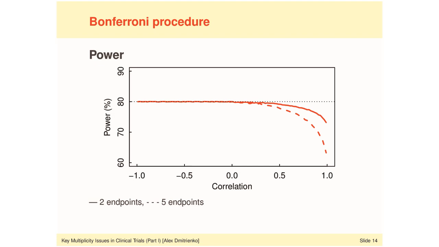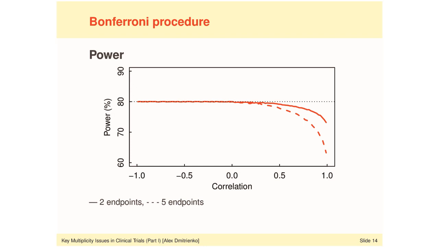What is the price that we have to pay for this overcorrection? The price that we have to pay for using a conservative procedure like the Biopharmaceutical? Well, this price is power loss in our clinical trials, and this conclusion is presented on slide 14. We assume once again that in our clinical trial with 2 or 5 endpoints, let's assume that it is powered at 80% before a multiplicity adjustment.